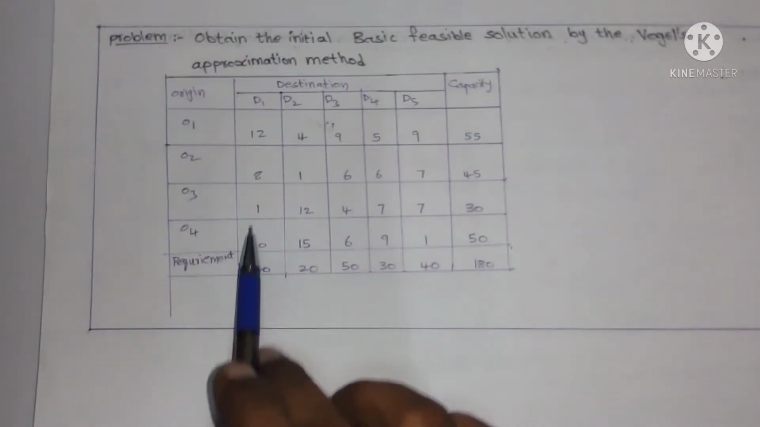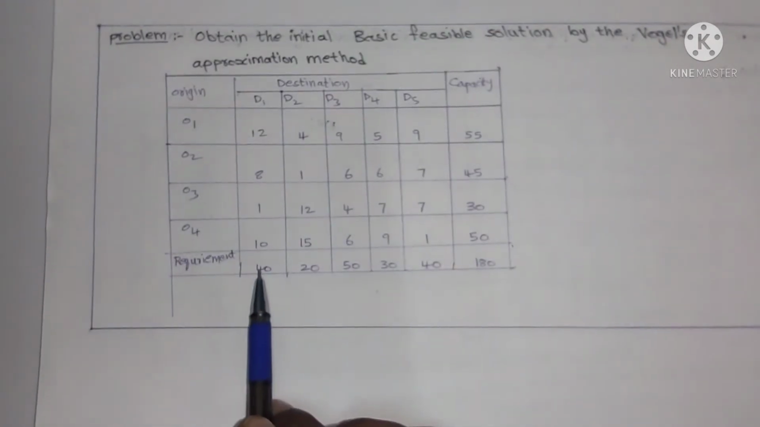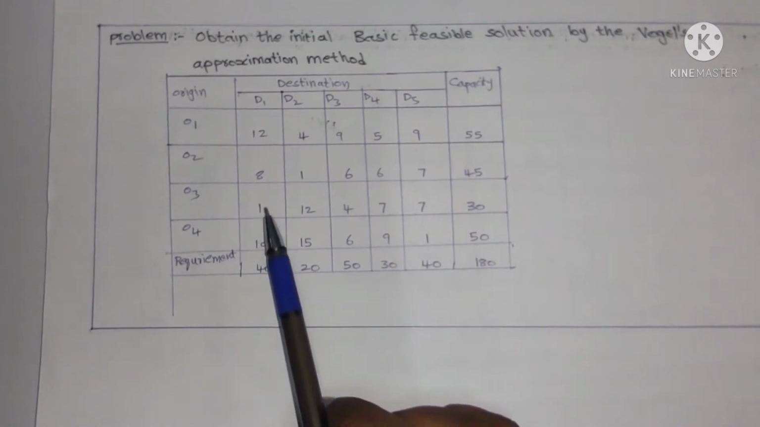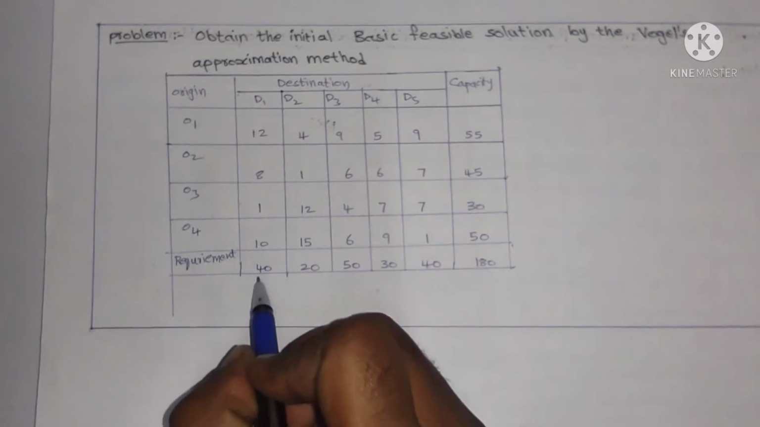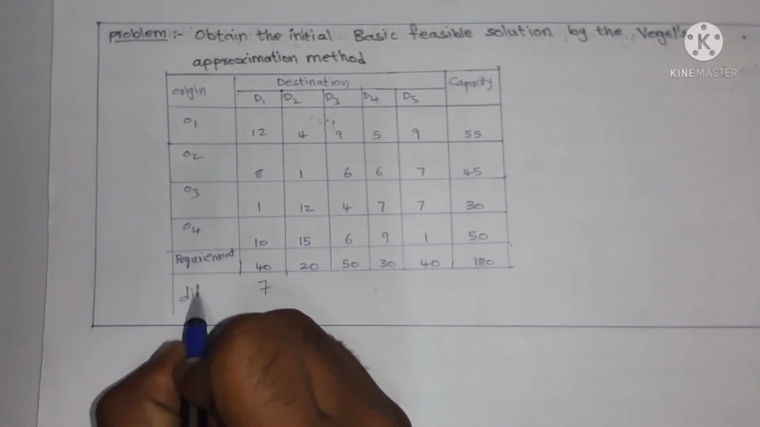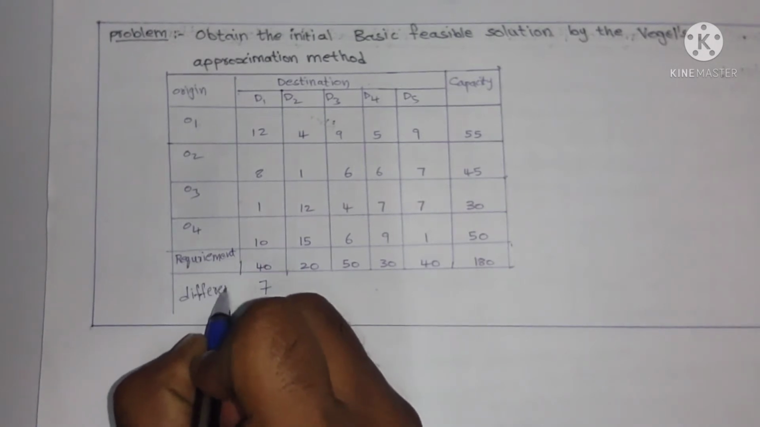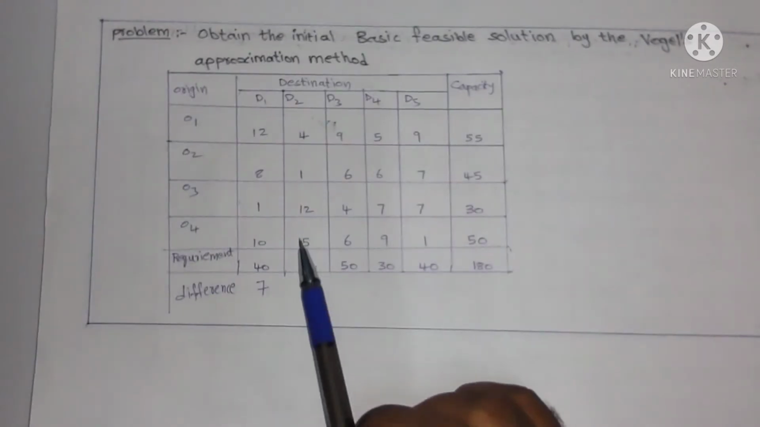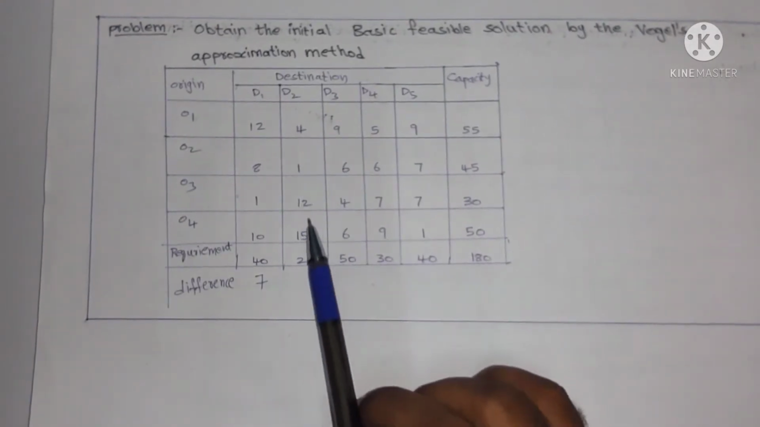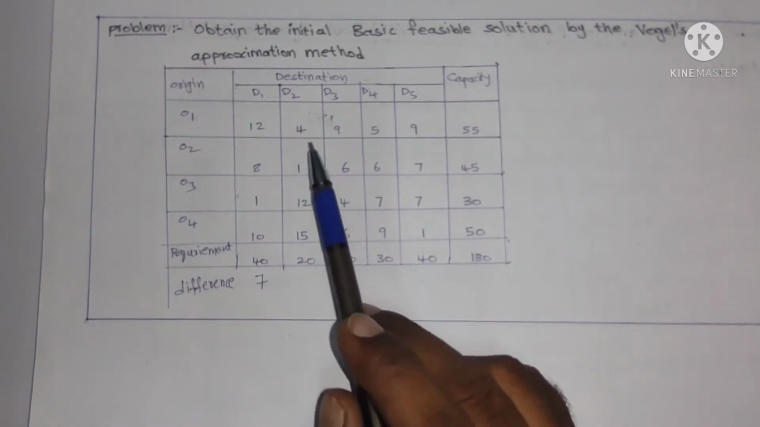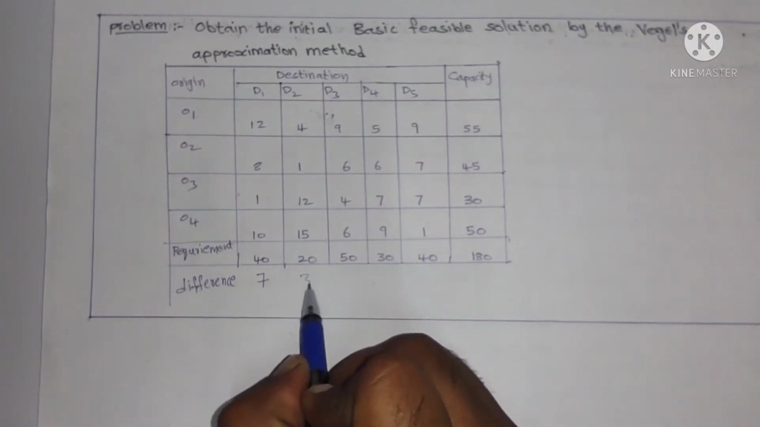Suppose you take column 1, destination D1. What are the two cheapest cells we are having? Among 12, 8, 1 and 10, the two cheapest cells are 1 and 8. Among 1 and 8, what is the difference? 7. That we have to write here. That is the difference in the column between two cheapest cells. Next, in destination D2, the second column, what are the two cheapest cells? 1 and 4. The difference between 1 and 4 is 3. That we have to write here.